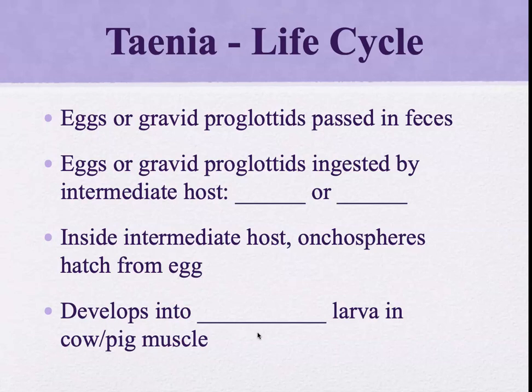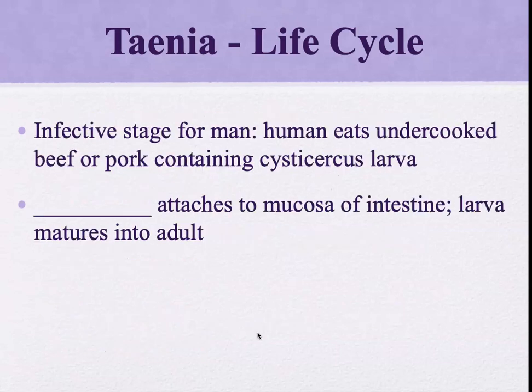So just talking through it again, we have eggs or gravid proglottids passed in feces. They are ingested by an intermediate host, either the cow or the pig. Inside the intermediate host, oncospheres hatch from the egg and develop into cysticerci larvae inside those animals. Humans get infected by eating undercooked beef or pork containing that cysticercus larva. And then the scolex attaches to the mucosa of the intestine and the larva matures into adults.